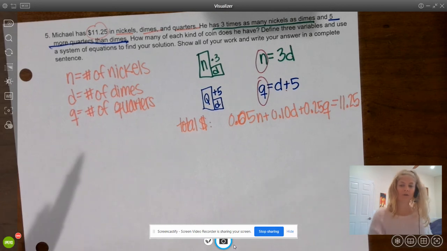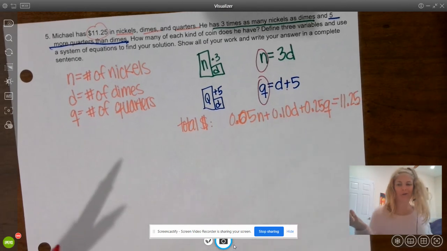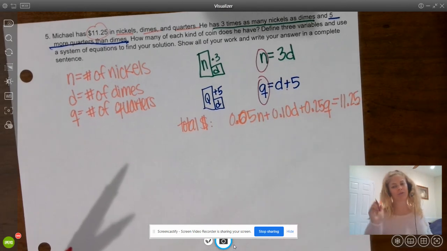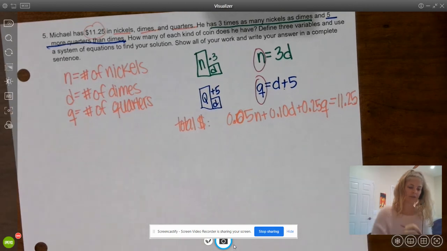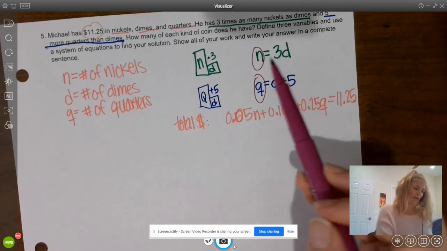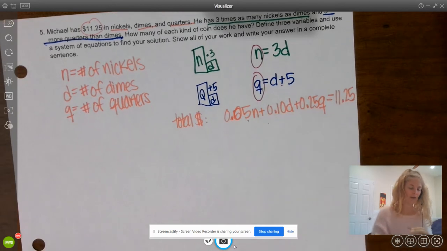So it's really important to not be a math robot. Boop, beep, bop, bop, beep, boop, boop. Think about what your end goal is. Your end goal is to create 1 equation with 1 unknown, because that's how you know how to solve. So that's what we're going to do. We're going to substitute in n for total money and q for total money and solve that equation.